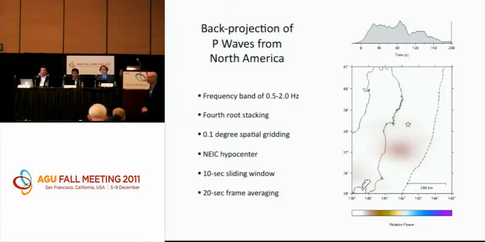This is a question about the first presentation. How did you know that these high-velocity zones are seamounts as opposed to something else?